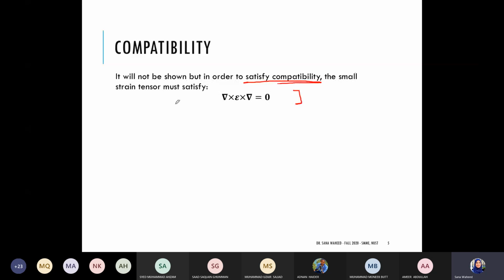For the small strain tensor, please note it, epsilon is written. Epsilon is the small strain tensor. The condition of compatibility is this one right here. It's a double cross product. So it's the del crossed with epsilon crossed with del again, and this must be equal to 0. I have written this nicely in direct notation.